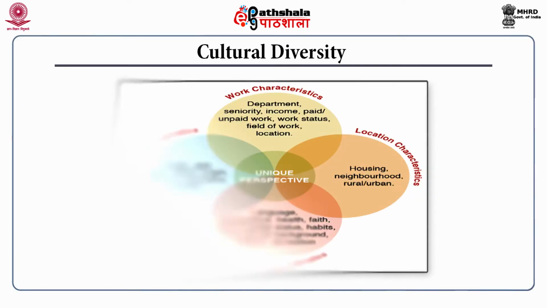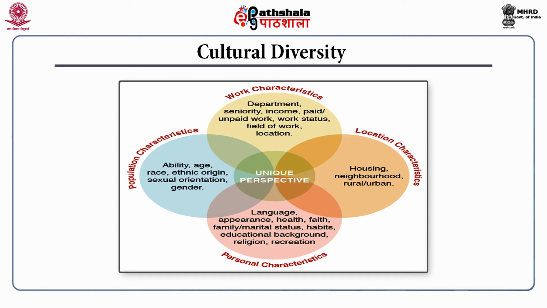As in this slide, you can see that cultural diversity has 4 characteristics: work, population, personal and location. Work includes department, seniority, income, field of work and location. Population includes the ability, age, race, gender. And the personal characteristics include the language, the appearance, the health, religion, or even recreation. And location characteristics include housing, neighborhood, rural or urban.